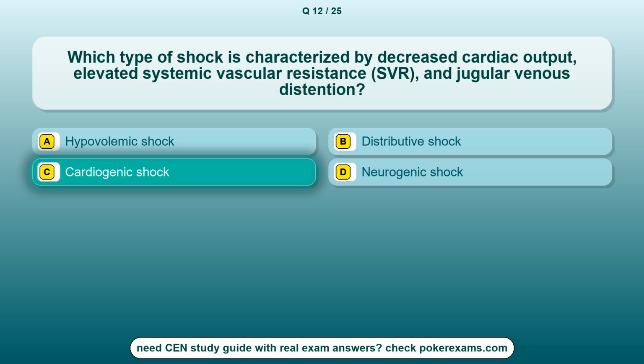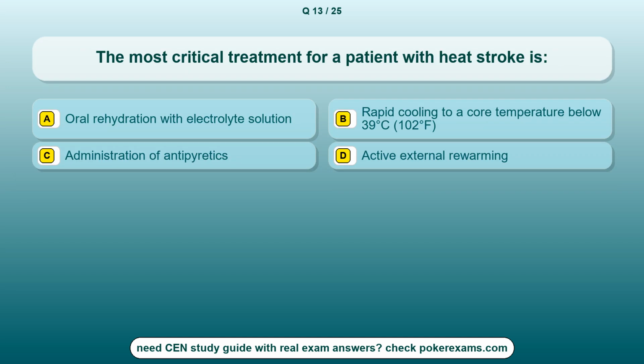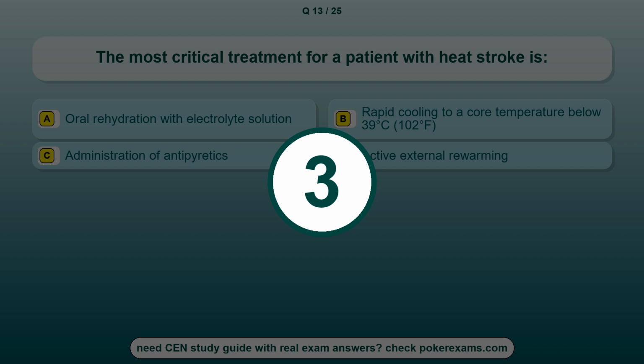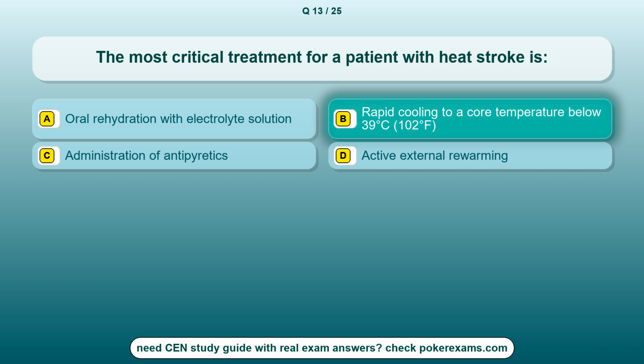The correct answer is option C, cardiogenic shock. Question 13. The most critical treatment for a patient with heat stroke is: Option A, oral rehydration with electrolyte solution. Option B, rapid cooling to a core temperature below 39 degrees Celsius, 102 degrees Fahrenheit. Option C, the administration of antipyretics. Option D, active external rewarming. The correct answer is option B, rapid cooling to a core temperature below 39 degrees Celsius, 102 degrees Fahrenheit.